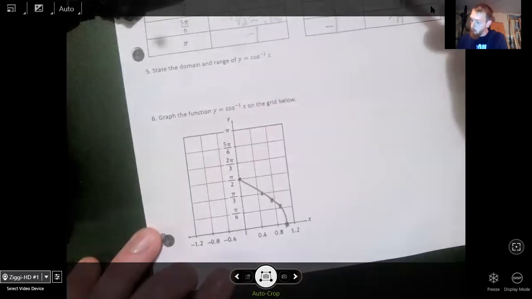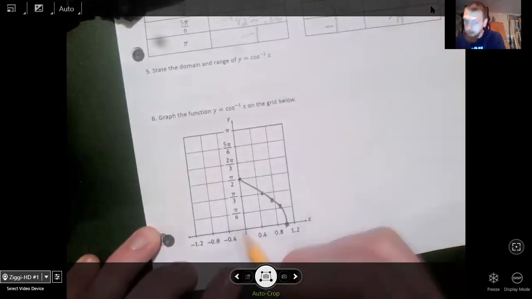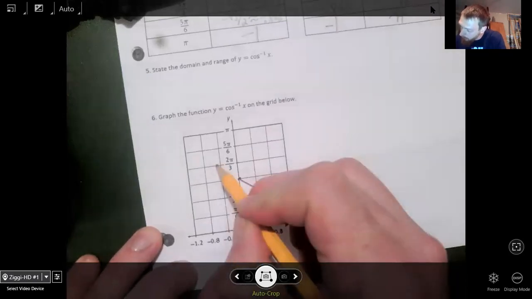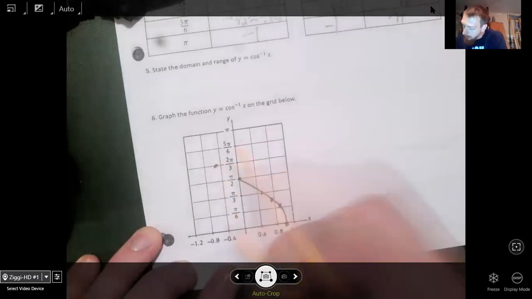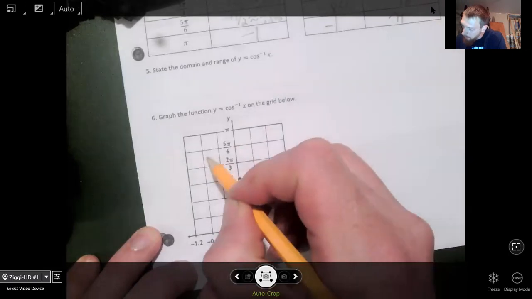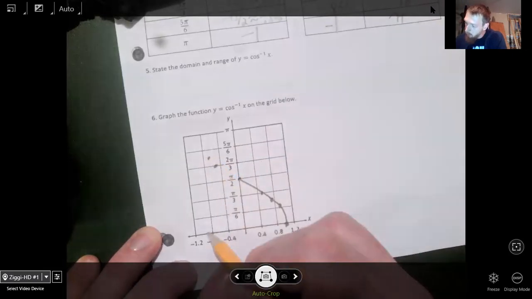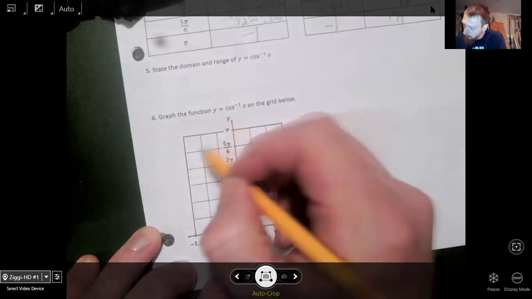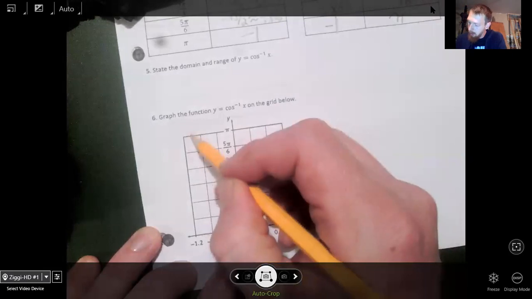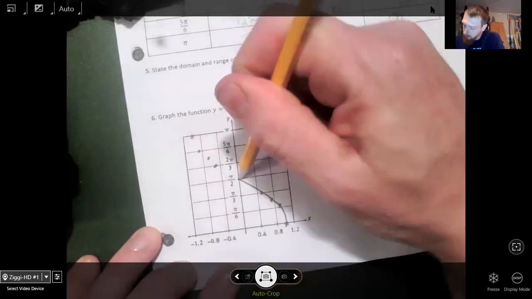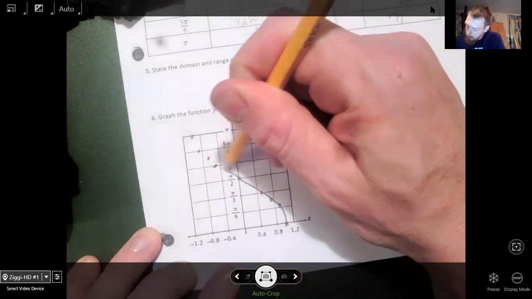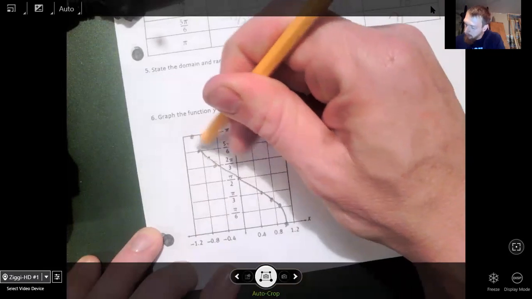All right, now we're going to keep going into the negative values for x. X is negative 0.5, y is 2π/3. X is negative 0.707, y is 3π/4. X is negative 0.866, y is 5π/6. X is negative 1, y is π. So we're going to finish it off with a different concavity. There we go.